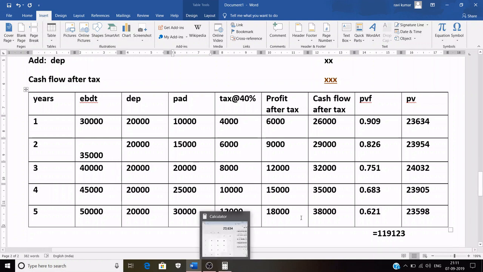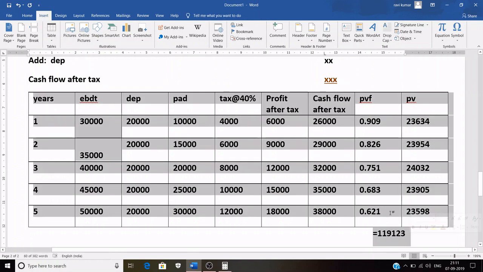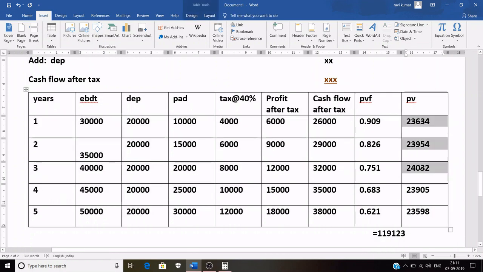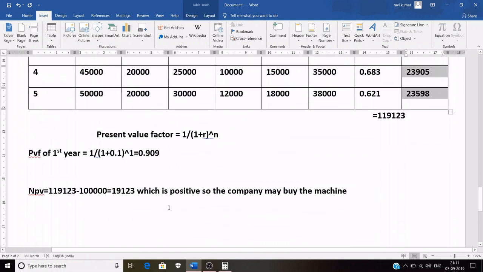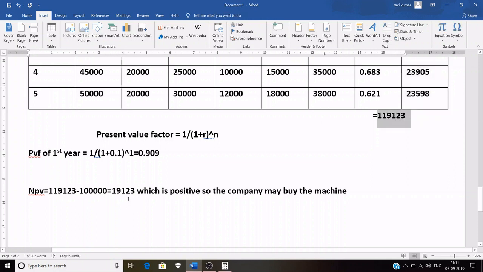You can do it with your simple calculator at home. Then we calculate present value by multiplying cash flow after tax by present value factor. In the end, we add all these present values to get present value of cash inflow. After that, we calculate NPV by deducting present value of cash outflow from present value of cash inflow. That comes positive, so the company may buy this machine.